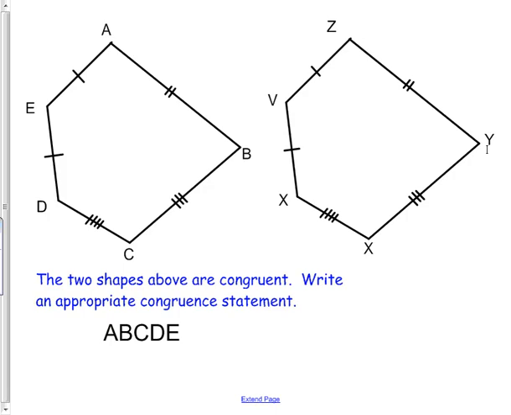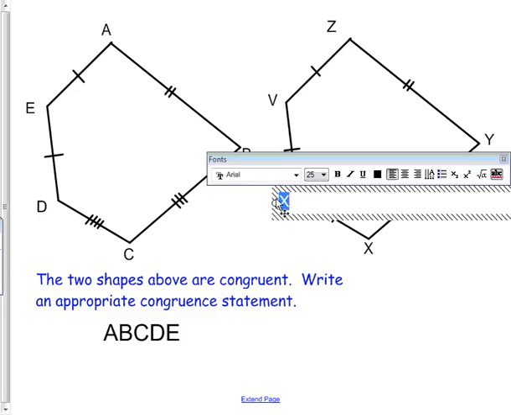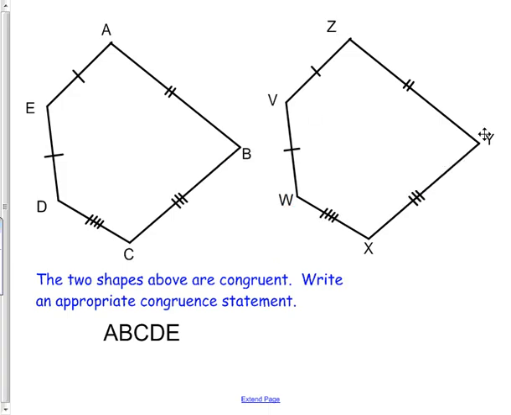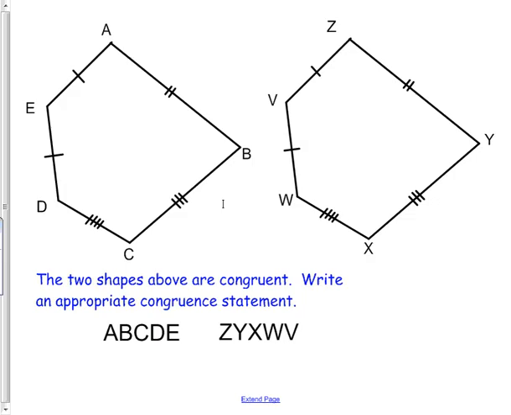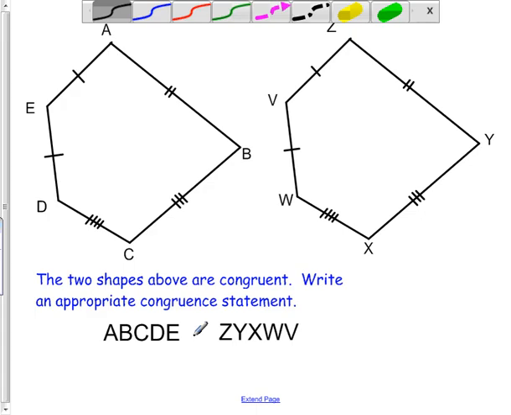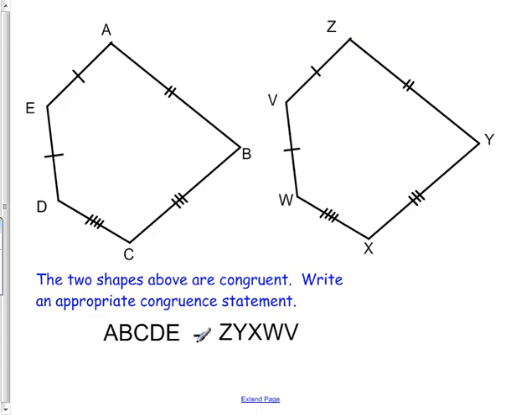So we're going to go in this order: Z, Y, X. Shoot, that's not supposed to be an X. Let's turn that into a W. So it goes Z, Y, X, W, V. That's the order we would want to put them in. So let's type that in. Z, Y, X, W, V. Those are congruent, so we would write our little congruent symbol in here. So A, B, C, D, E is congruent to Z, Y, X, W, V. And they have to go in that order.